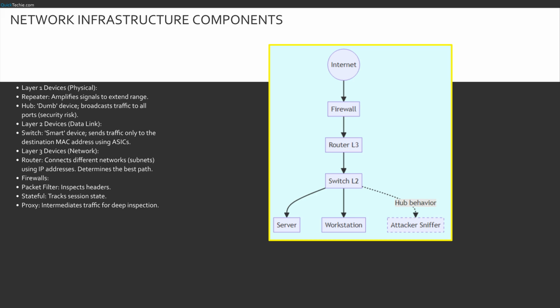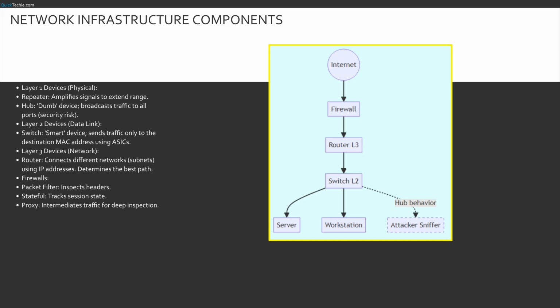An auditor must verify that default settings on all these devices, especially routers and firewalls, have been changed to secure configurations. Here is a typical network topology. Traffic enters from the internet through the firewall, then the router. It hits the switch, which directs traffic specifically to the server or workstation.